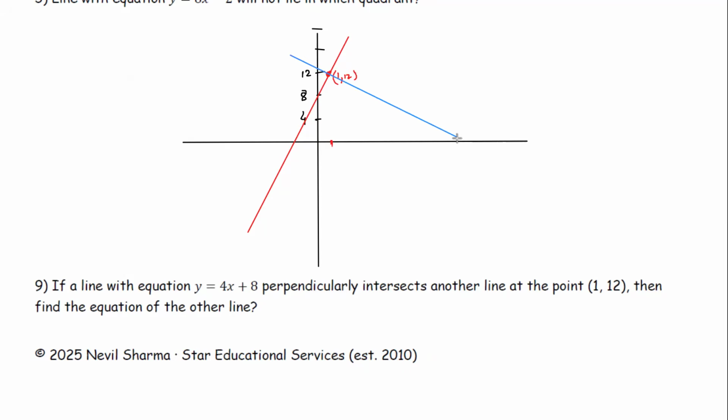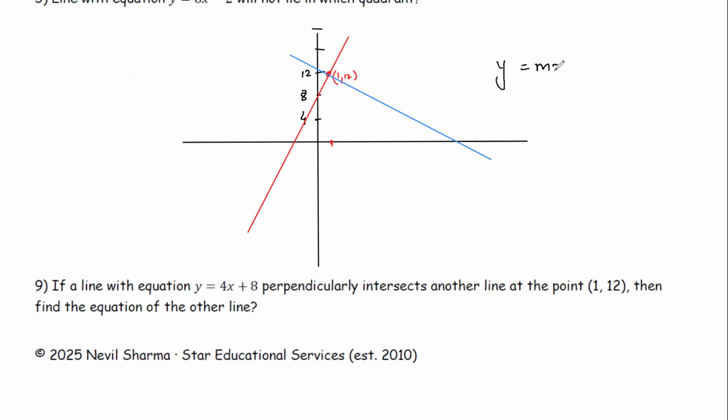So this is perpendicular like that. Okay. Another line at point 1, 12, then find the equation of the other line. So this line, yeah, we know it is intersecting at 1, 12.